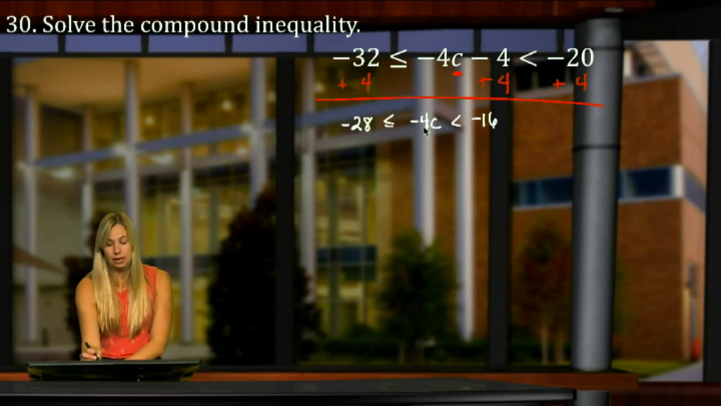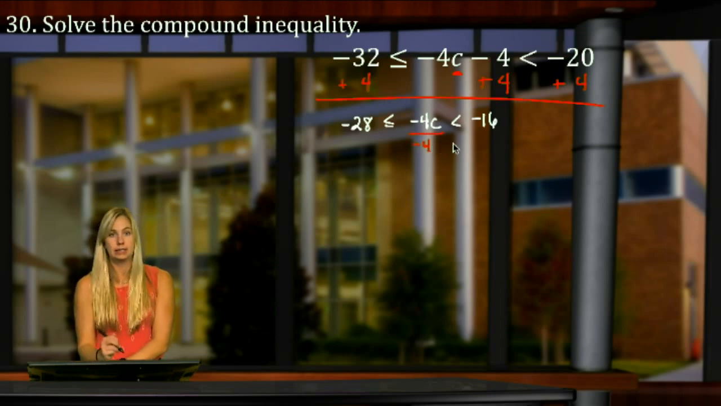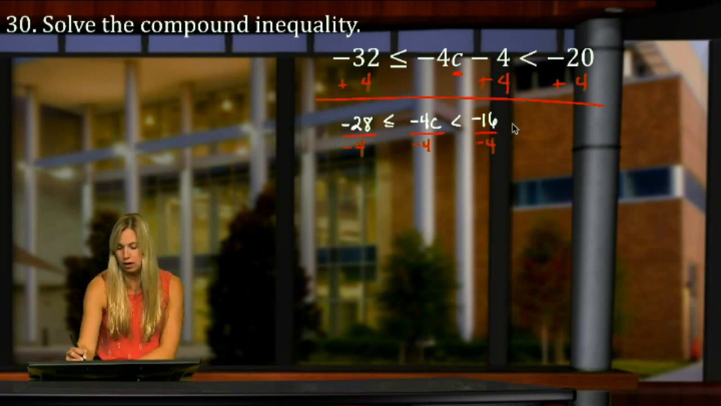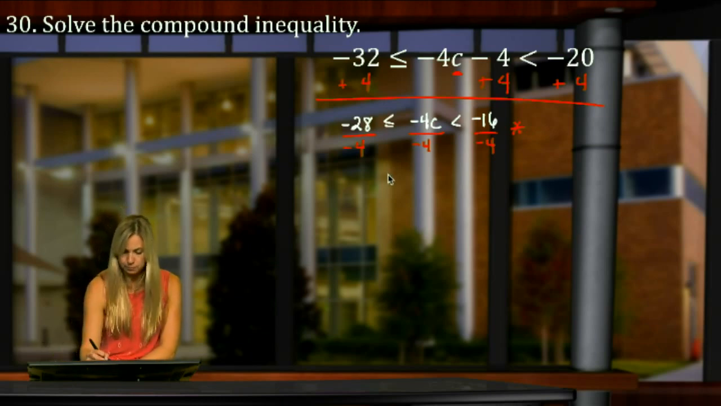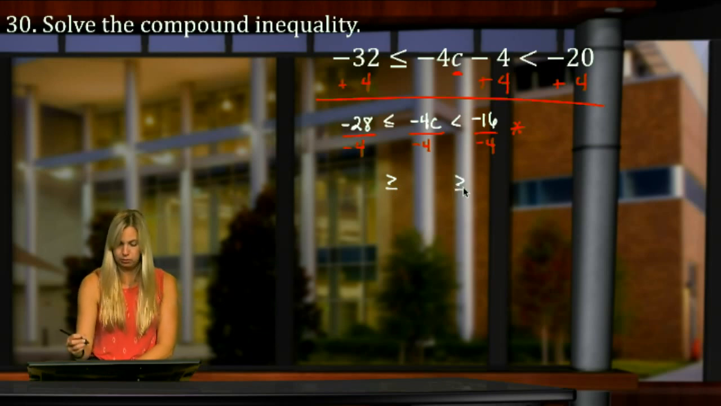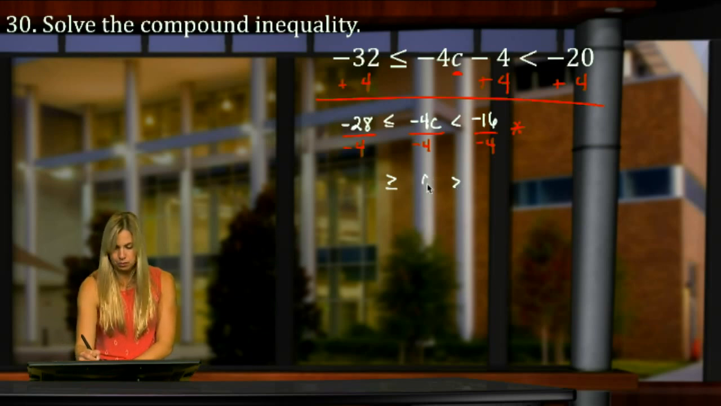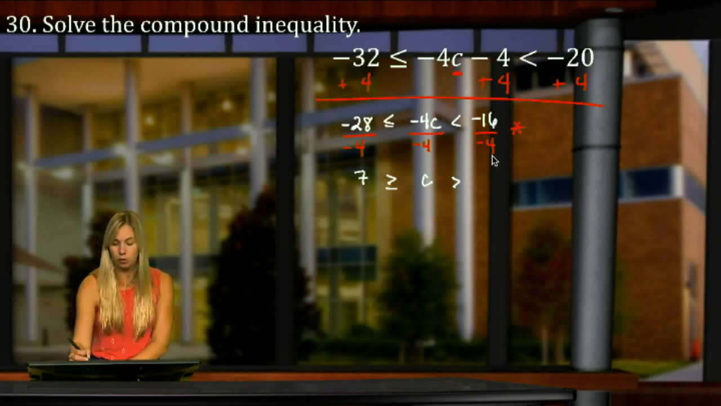Next, to isolate c, I want to divide by -4. I need to make sure I divide all of the pieces of that inequality by -4. So divide this by -4 and this by -4. And there's my visual cue that says I've got something else to do. That something else is to flip my inequality signs because I divided by a negative. So going ahead and flipping those, this one should just be greater than. We've got our c in the middle. -28 divided by -4 is +7. -16 divided by -4 is +4.